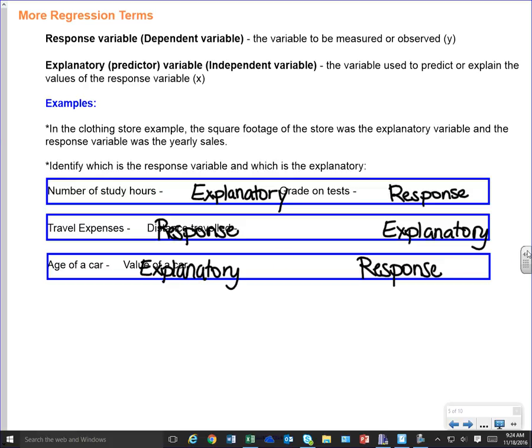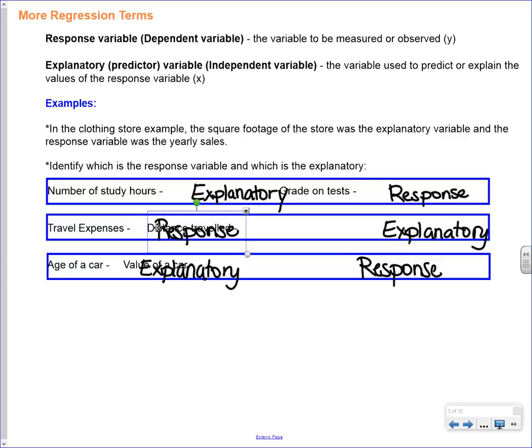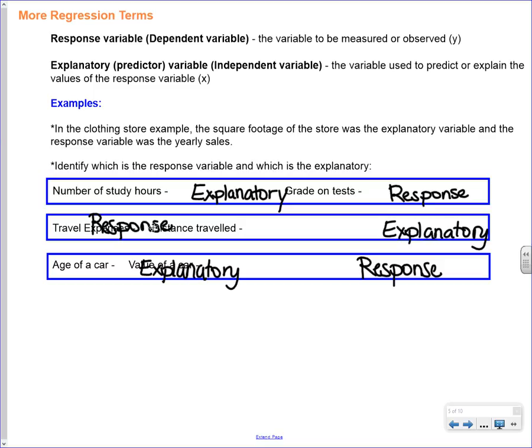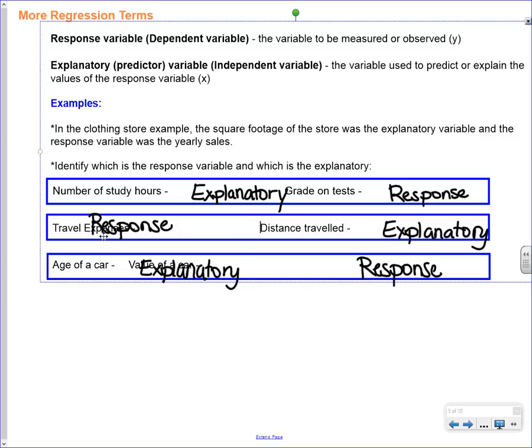We're going to do some more examples, but let's look at some more things that we need to talk about with regression. Let me move some of this around. Let me move this so you can actually read it.